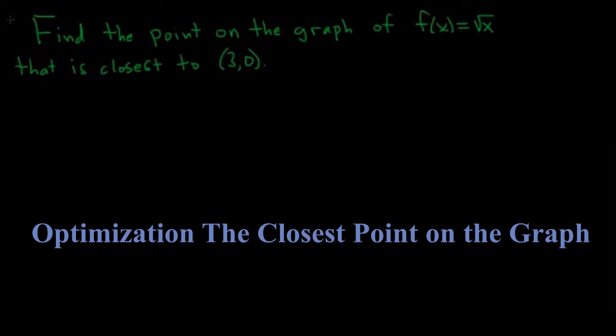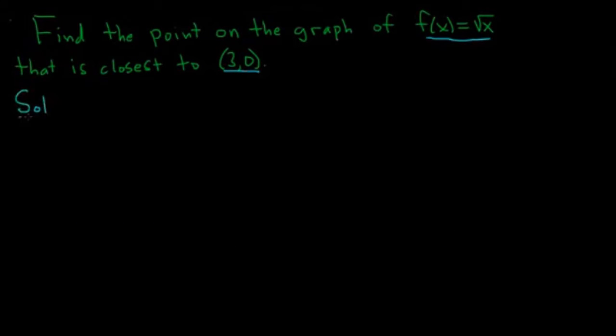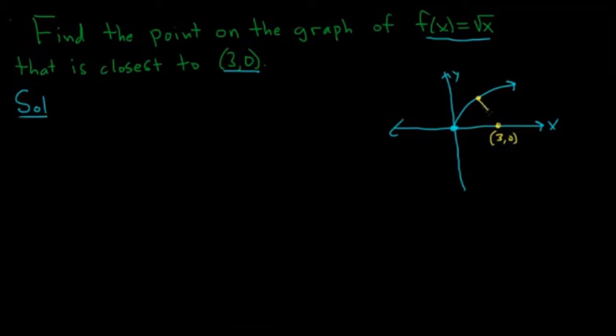We are being asked to find the point on the graph of the square root function that is closest to the point (3, 0). The solution will start by drawing a picture. There is the y-axis, there is the x-axis, and the square root function looks something like this. We want to find the point on this graph that is close to (3, 0). Maybe it is right there.